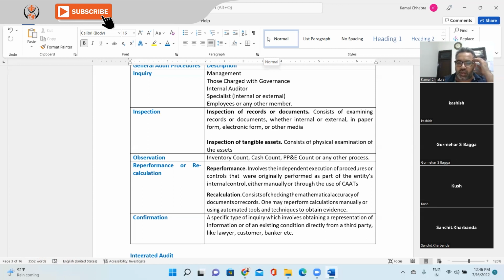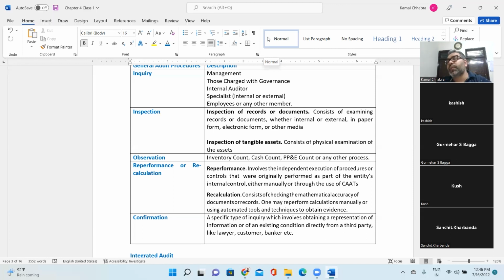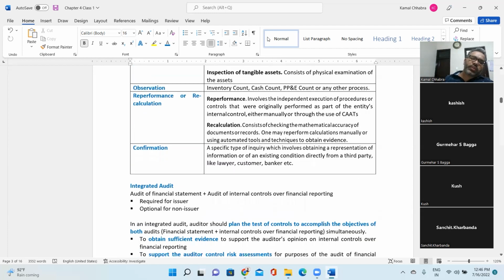Thank you, sir. Last one is confirmation. Confirmation is where a third party like a lawyer, customer, banker, or lender, whom you send the confirmation, is requested to send it back directly to you, not to the customer. So those come in the confirmation procedure, and confirmations are the most reliable source because they come independently from a third party, right? So these are general audit procedures in an audit, at all stages.